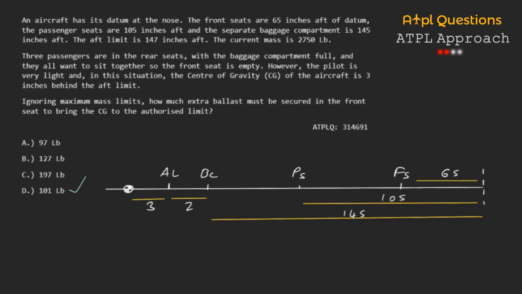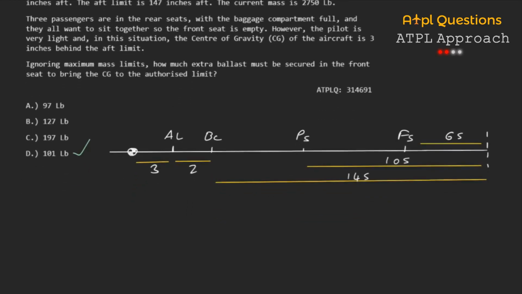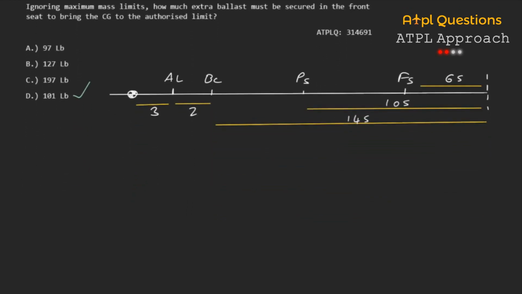If this method is difficult to understand, then we can try to visualize it in a mass arm moment table. So I'll draw one out for you guys. Just going to write M there for mass, A for arm, and then MOM for moment.